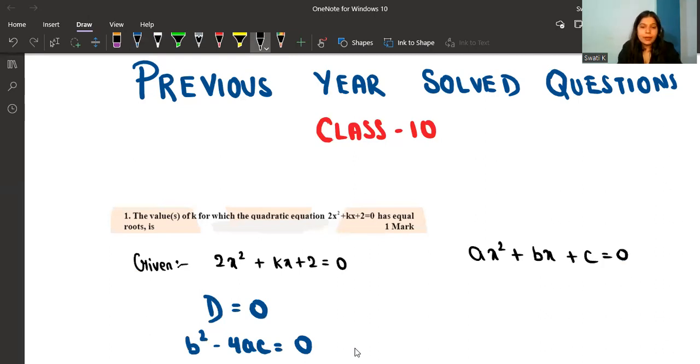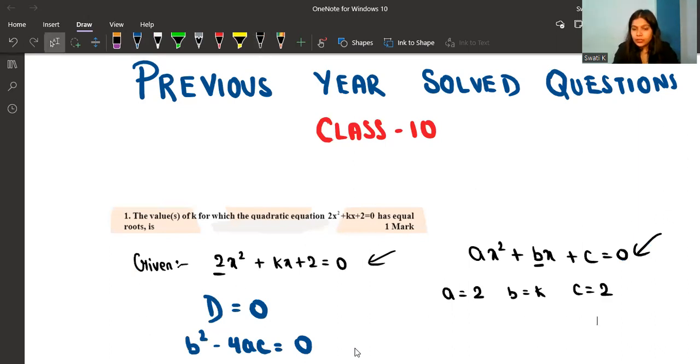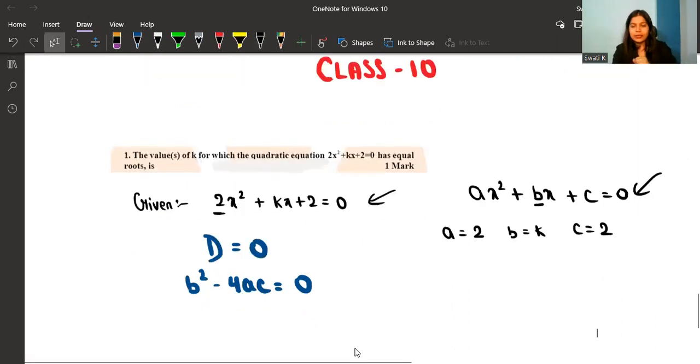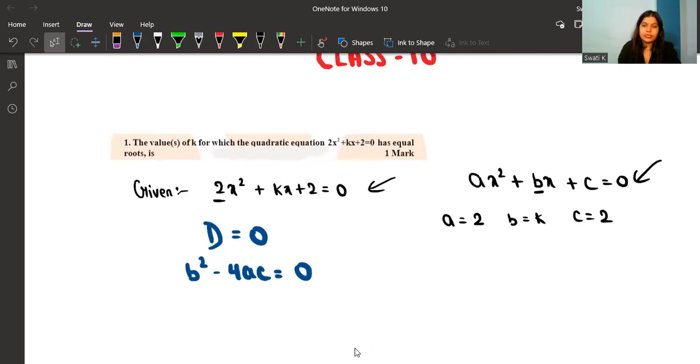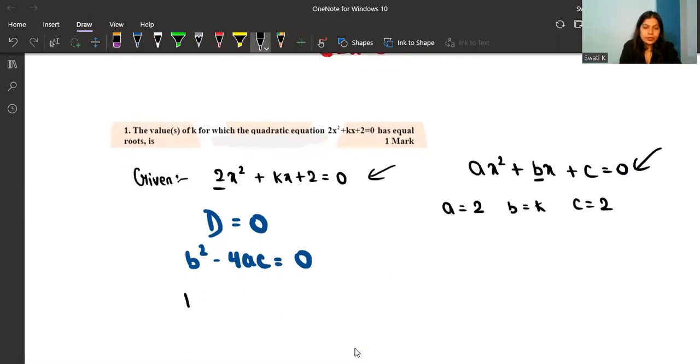If I compare this equation and this equation, you can clearly see the value of a is 2, that is the coefficient of x square. The value of b is k, and the value of c is nothing but 2. We are just going to put these values of a, b, and c in b square minus 4ac. So b square, that means k square, minus 4 times a, that is 2, and c is 2, is equal to 0.